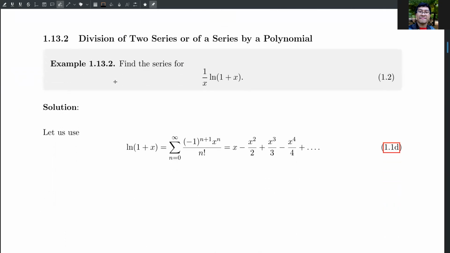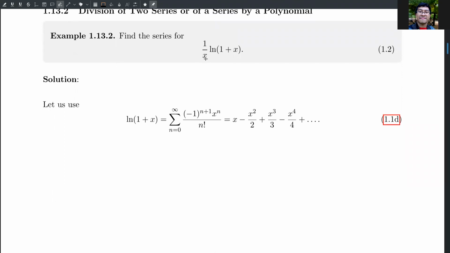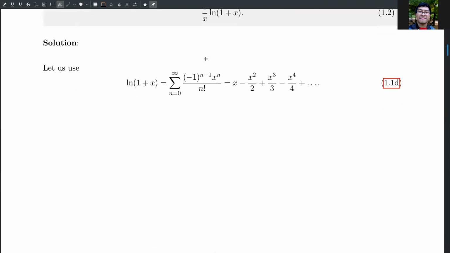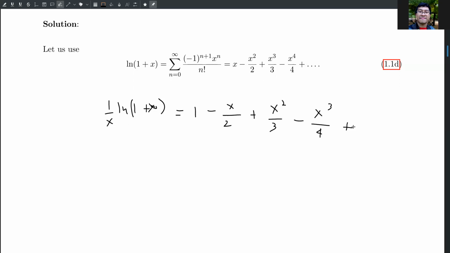Now how about if we divide a series by a series or a polynomial? Let's choose a simple one, just dividing by the polynomial x. So we have ln of 1 plus x. Given this, we can just write 1 over x times ln of 1 plus x as the series of ln of 1 plus x divided by x. So that becomes 1 minus x over 2 plus x squared over 3 minus x^3 over 4, and so on. That's very easy.